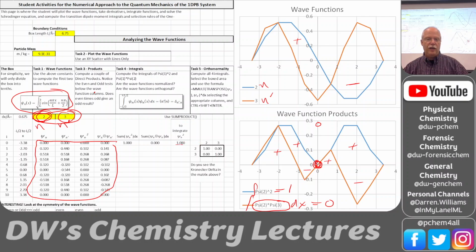And so that's what we do here. We use sum product to integrate n squared. We use MMULT to integrate. And so 2 times itself is 1. 3 times itself is 1. 2 times 3 integrated over all space is 0. 3 times 2 integrated over all space is 0. So we can see the Kronecker delta in this matrix.